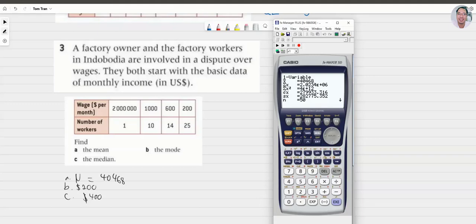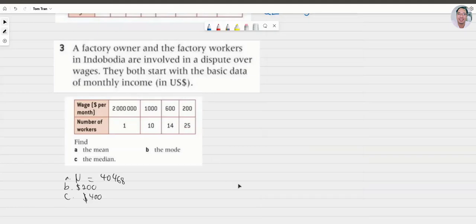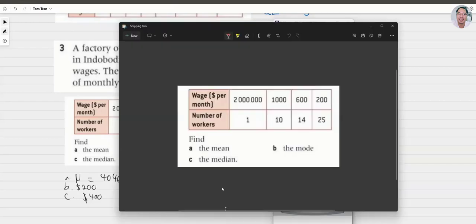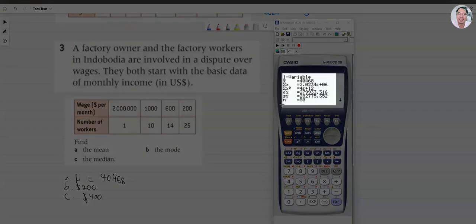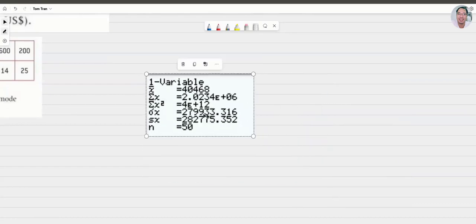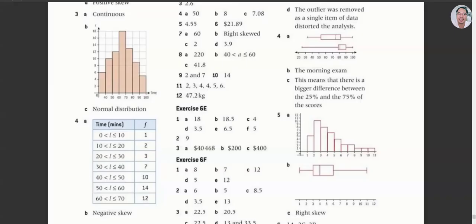I found the values. Thank you. Calculation, one variable. Mean, mode, median also 400.